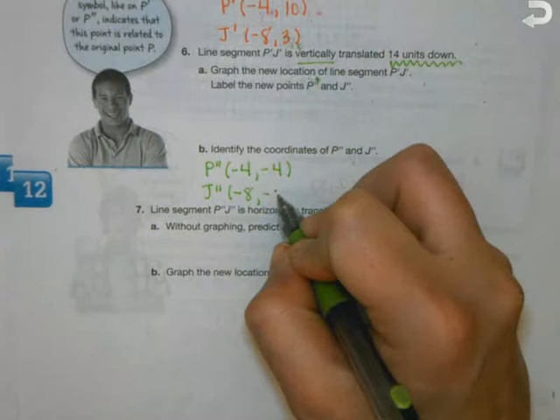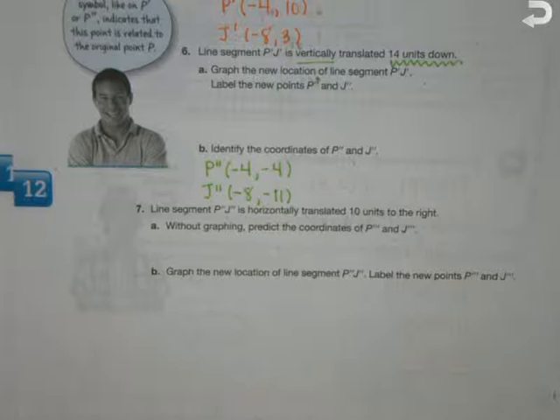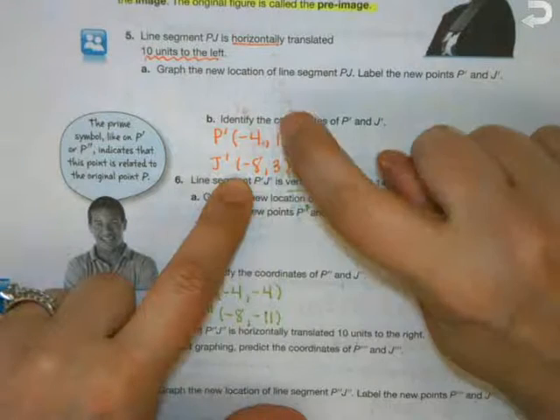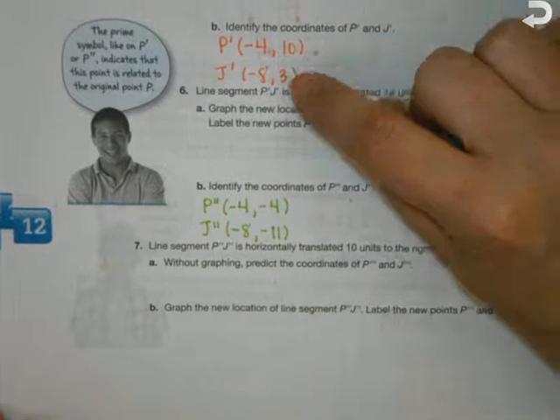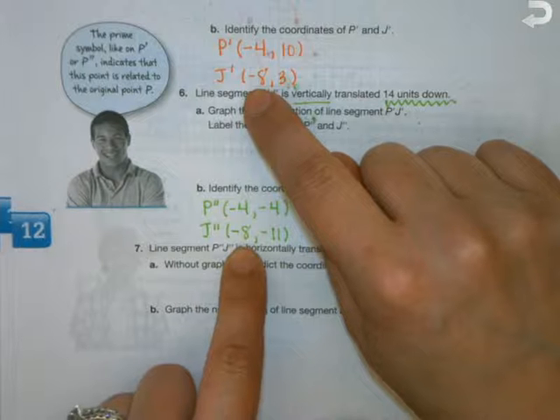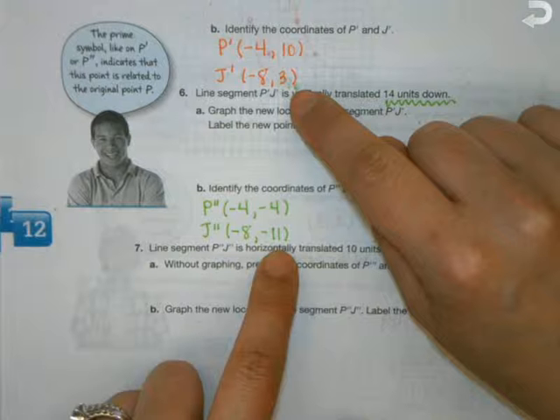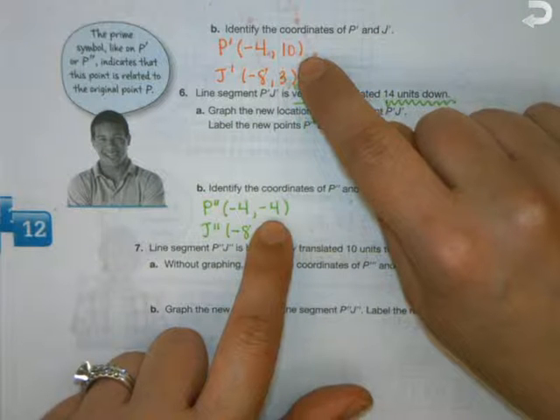So what are you guys noticing? When I moved PJ to the left, my Y coordinates stayed the same and my X's changed. Then I took from P prime, J prime, I moved it down. Did the X's change or did they stay the same? Did the Y's change? How did they change? I went from 10 to -4, -14. And then I went from 3 to -11. How did that change? -14, okay? So we're just moving it down.